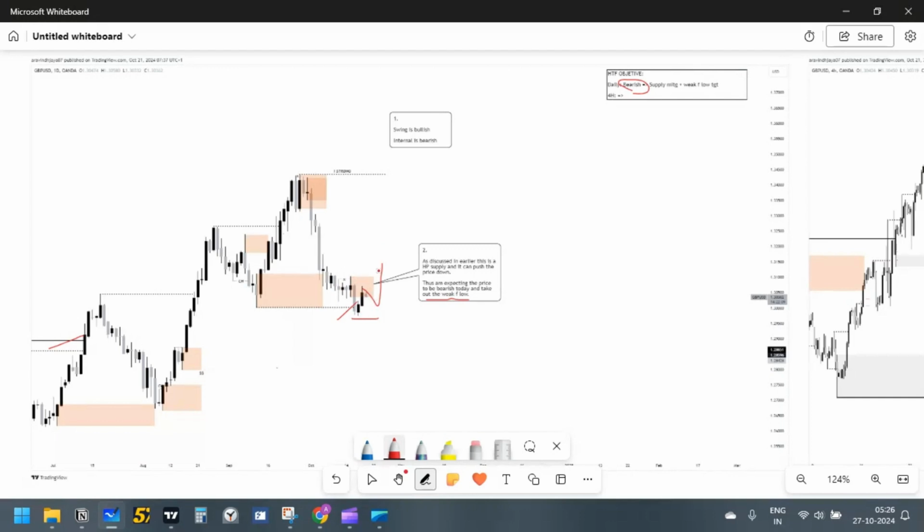Price flipping it is a totally different story. Once it happens, I change my bias. But before that, my bias is bearish, and I'm hoping this POI will hold and push the price further down. It's as simple as that.